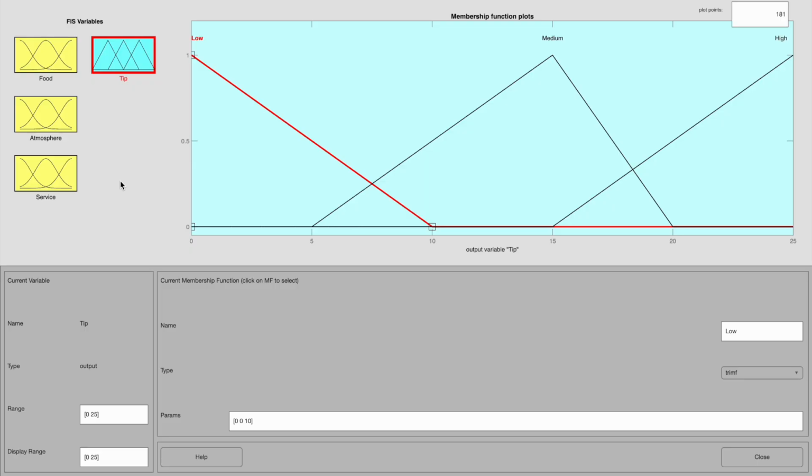Now we'll take a look into the output, or what we know as tip. As also mentioned before, we have the range from 0 to 25. We define the three membership functions: low, medium, and high, each with their own parameters: high 15, 25, 25, medium 5, 15, 20, and low 0, 0, 10. These also overlap, so the system can suggest a tip that is not strictly one category, but a weighted combination depending on the situation. This graphical representation of the membership functions shows how each variable is broken down into linguistic categories that the fuzzy system can use.